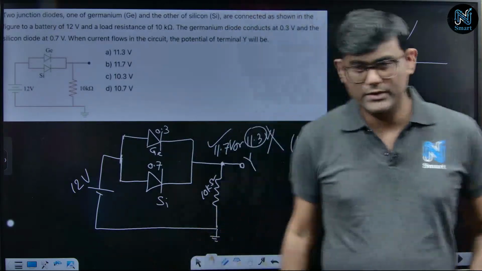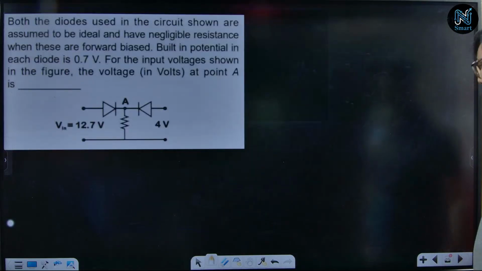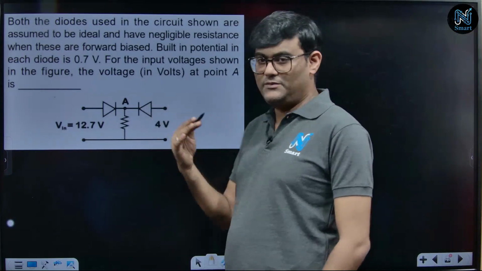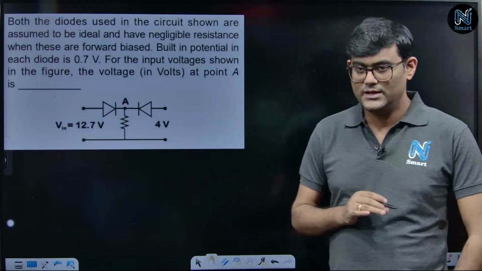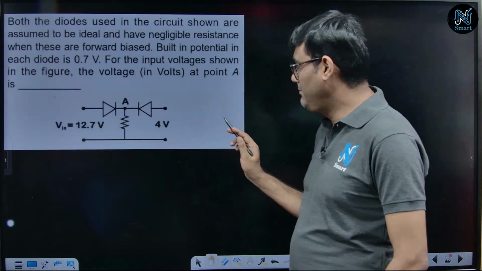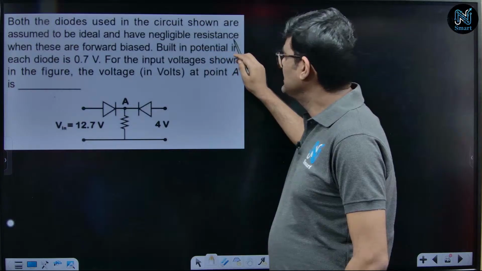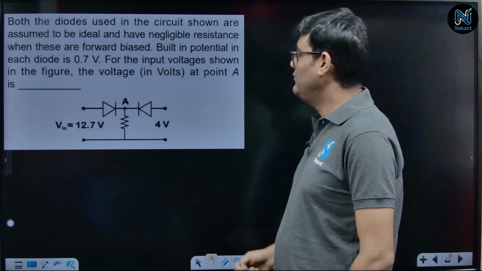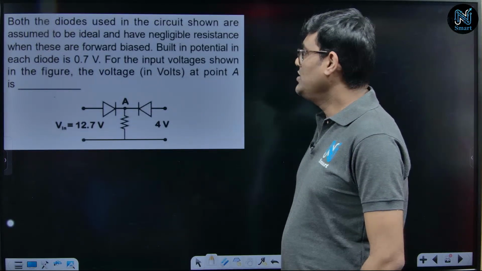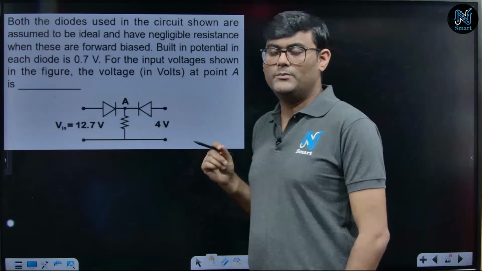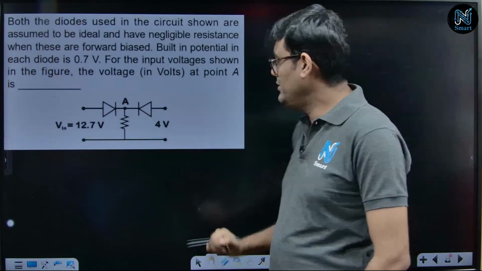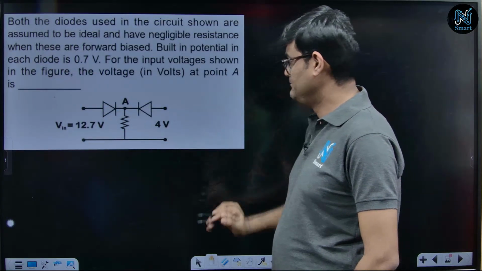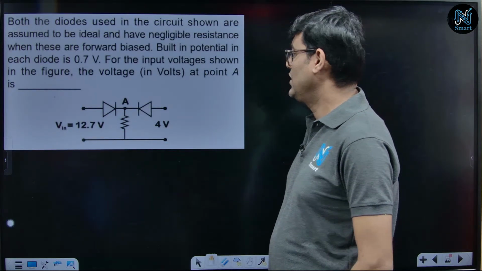Okay, moving forward to the next question. Again, almost a similar question that I have just discussed. This question came in JEE Mains. Both the diodes used in the circuit are assumed to be ideal and have negligible resistance when they are in forward biased. Built-in potential of every diode is 0.7 volt. Built-in potential means the same knee voltage that I talked about. For the input voltage 12.7 volt and 4 volt here, what is the voltage of the point A?